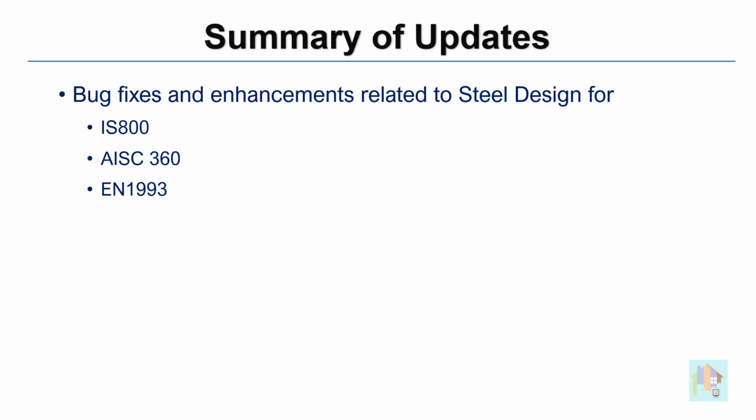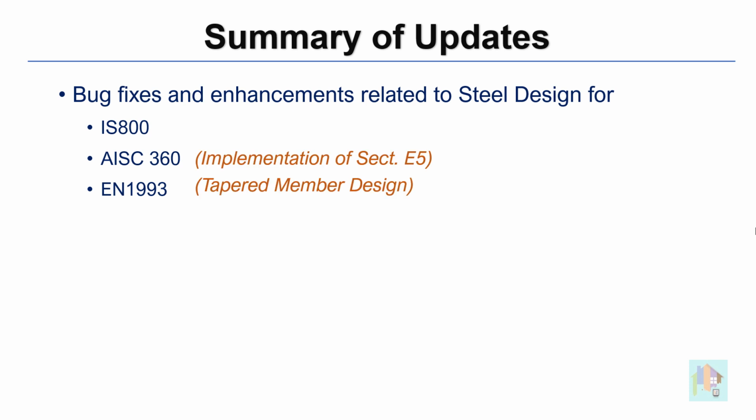Now the final question: should we upgrade to this version? Well, this is a major bug fix build with lots of fixes and enhancements in the analysis and design engine for all the major design codes like Euro, American and Indian codes. If you use any of these codes for steel structure design, or if you are looking for tapered member design as per EC3 code, then you should upgrade to this version.